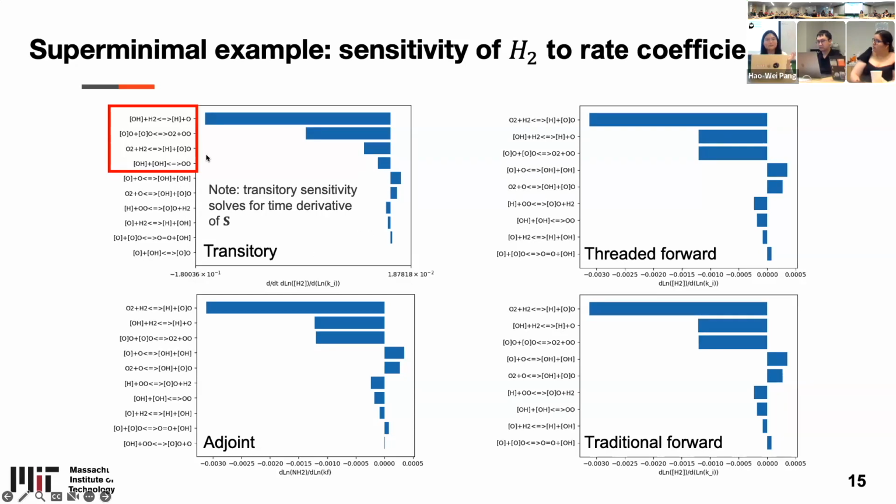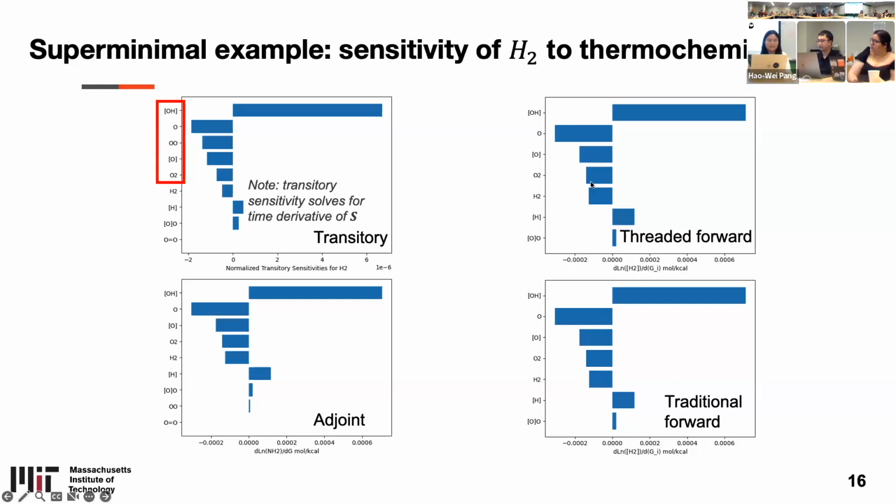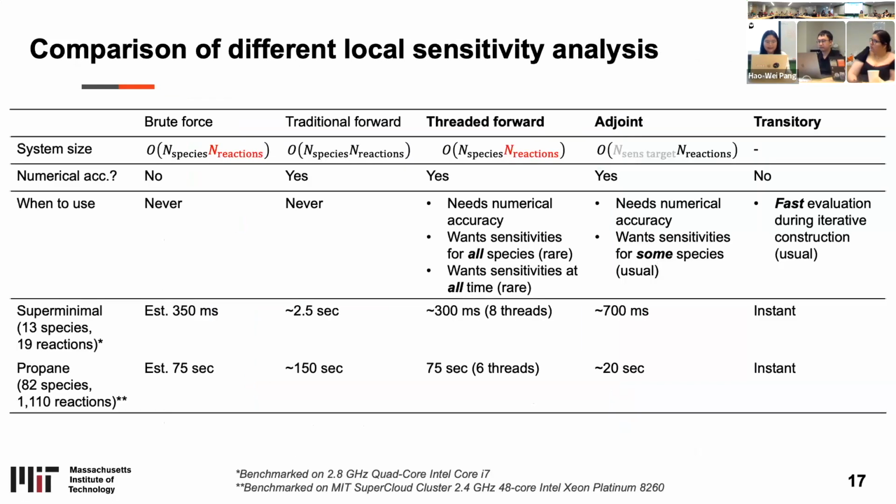But this is useful enough when we try to build models, because now you can know, oh, these are the reactions that I should care about, without spending a ton of time solving for sensitivity equations. And it's a similar result for thermo. So, a final high-level comparison: I personally think that you should never use brute force sensitivity analysis, because it's not numerically accurate. And if you can accept not numerically accurate, you should use transitory sensitivity, because to solve for brute force, you spend this amount of time.